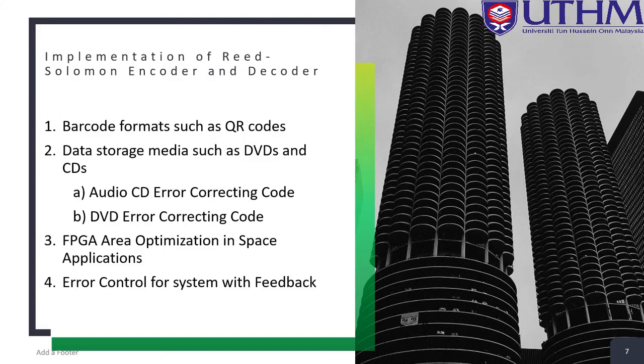The last one is error control for system feedback. Reed-Solomon could allow the transmission of information from the receiver back to the transmitter for applications such as mobile data transmission systems and high reliability military communication systems.